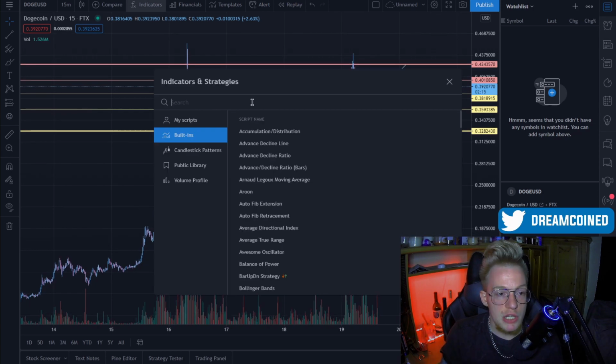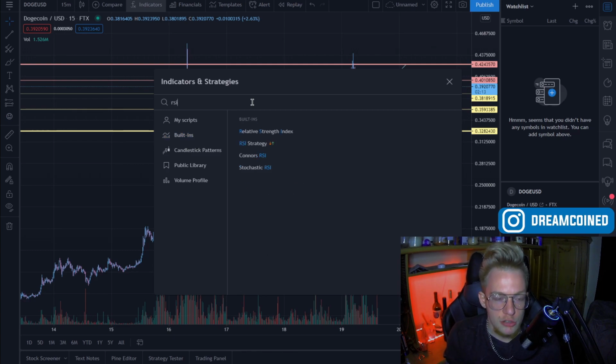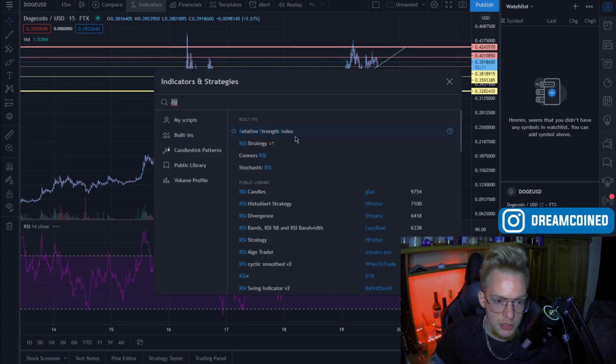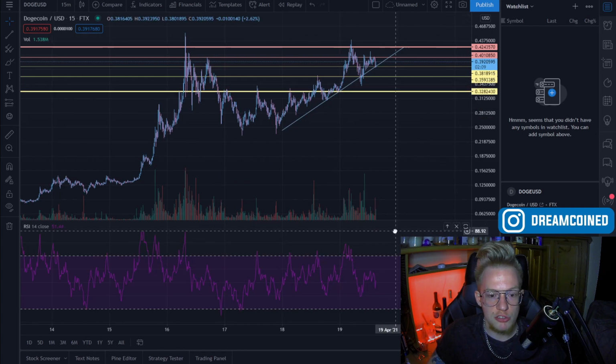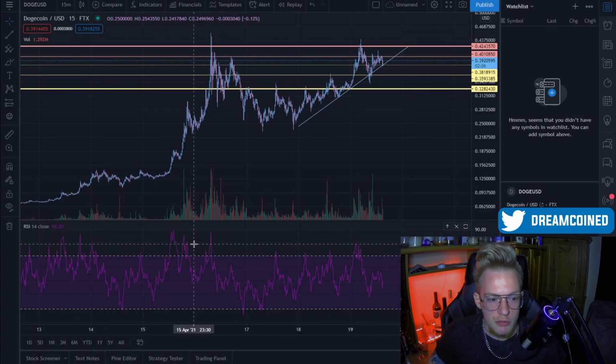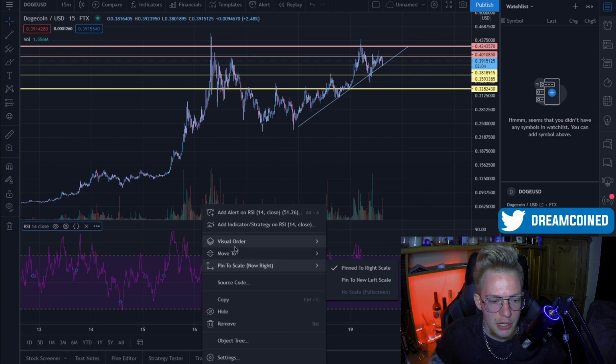The next indicator that I usually like to do is RSI, which is the relative strength index, and basically this is going to tell you if the stock is being oversold or overbought. This is kind of a wonky color. I don't know why it's this color right now, so we're going to change that.